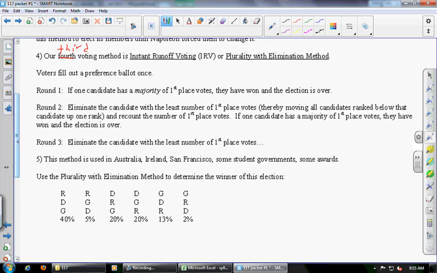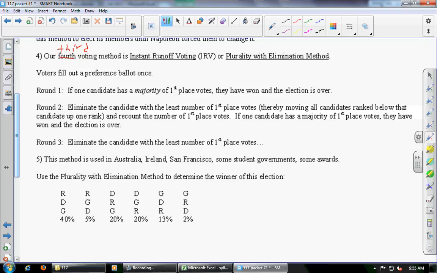So here's how it works. Everybody goes and votes once. You just fill out the preference ballot once, and then you submit it, and then everything else is going to be determined. You don't go back to the polls later on. Round 1, if one candidate has a majority, does a majority mean more than everybody or more than half? Majority means more than half. So there's always someone that has more than everybody, but they don't necessarily have more than half.